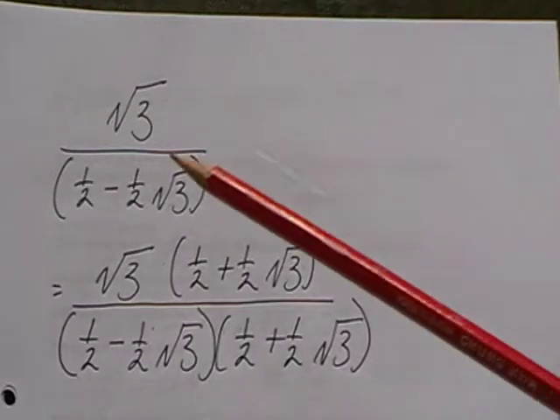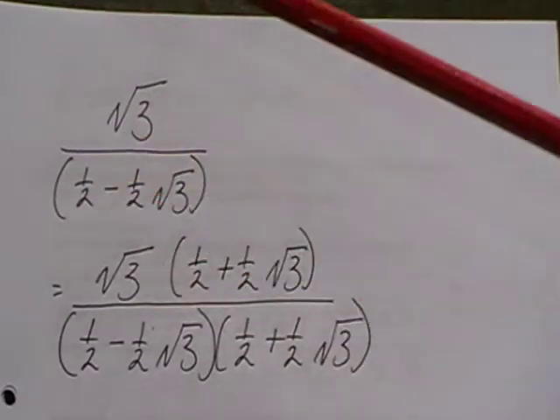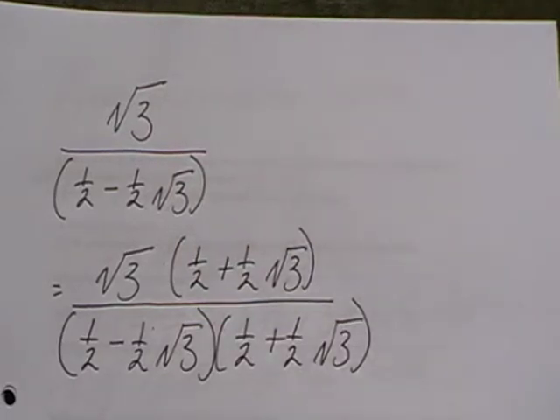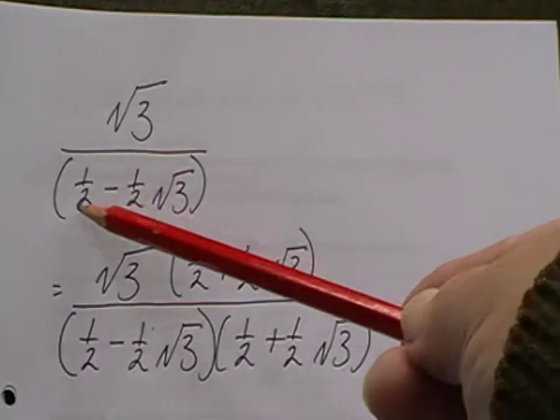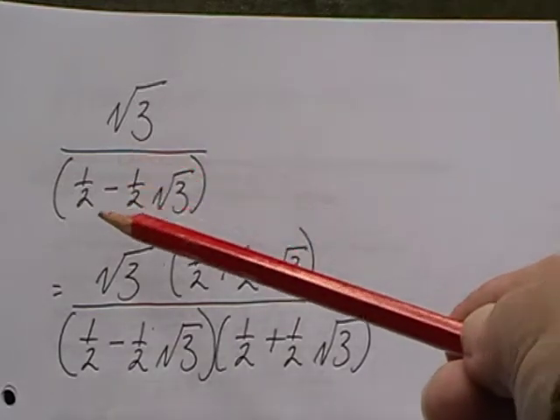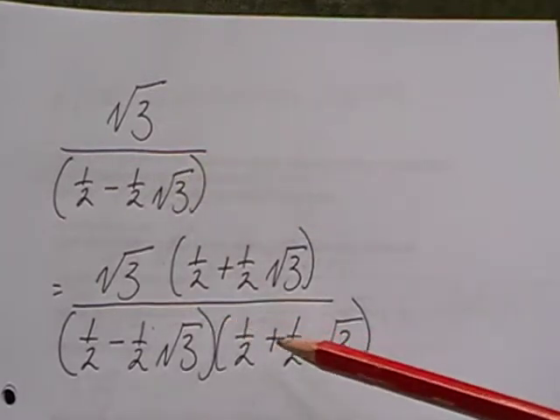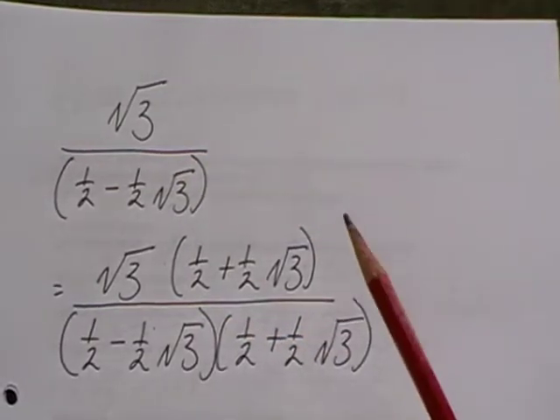Okay, next one. This one looks more complex because we've got fractions, but it doesn't change the process at all. We just follow the same rules of difference of two squares. So to resolve this underneath, we need to multiply it by 1 over 2, positive 1 over 2 root 3, which is what I've written down for my steps there.